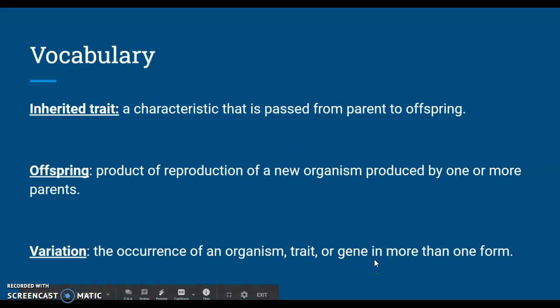All right, there are 3 vocabulary terms that are important for us to get out of the way because the things that I'm going to talk about next do rely on these 3 terms quite a bit. So with an inherited trait, we're talking about a characteristic that's passed from parent to offspring. Offspring, they are the product of reproduction. So they are a new organism that's produced by one or more parents. We'll talk about that one parent offspring in later lessons because those do exist. Variation. So that's the occurrence of an organism, trait, or gene in more than one form.